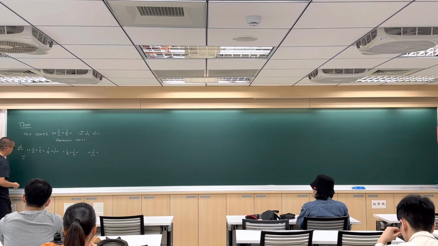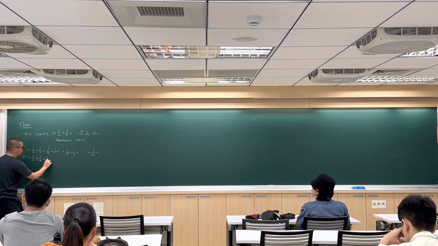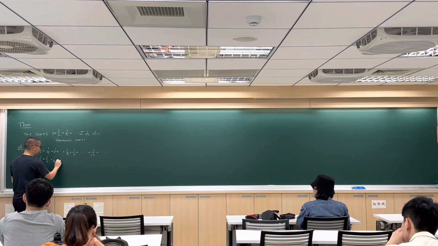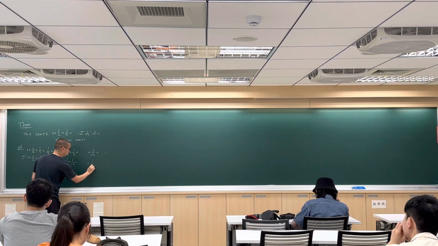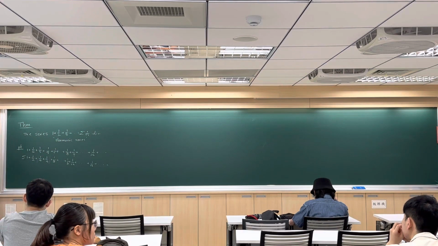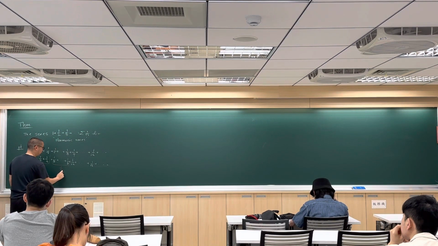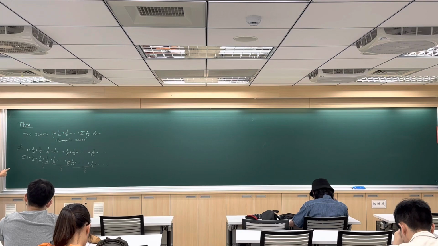It will be less than or equal to 1 plus 1 over 2 plus, just change it to 1 over 4 plus 1 over 8 plus 1 over 8 plus 1 over 16 plus 1 over 16. You can see that this one is 1 over 2, this one is 1 over 2, this one is 1 over 2. So it diverges.